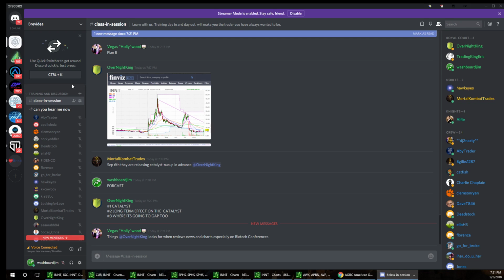So you got your catalyst. Catalyst is done. You have a long-term effect on the catalyst. What's the time frame I'm looking at where this is going to affect? And then where is it going to gap to? If you look at the chart, you can kind of see these areas that it hit almost exactly.